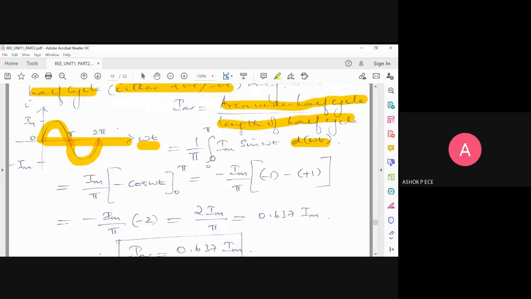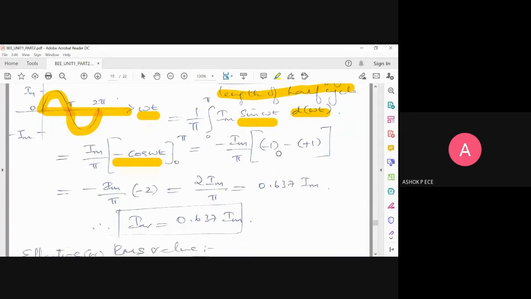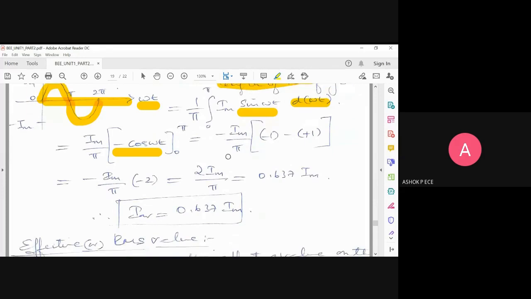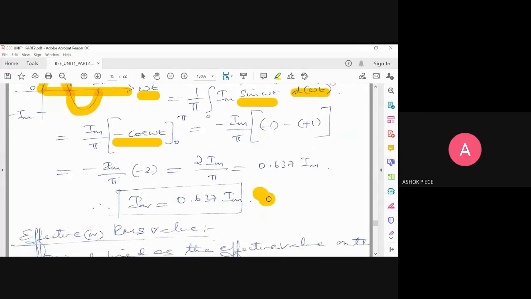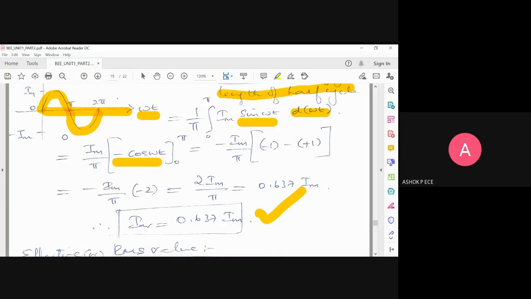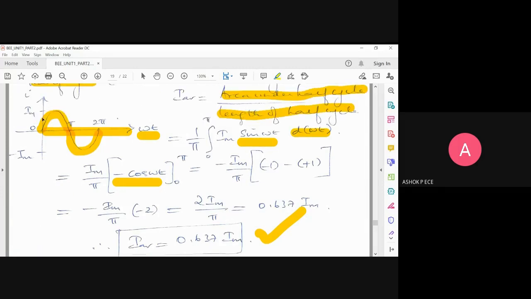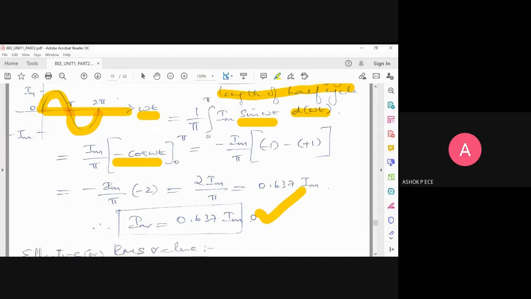Now you can integrate. Take Im outside. Integration of sine is minus cos. Apply the limit 0 to pi. So minus Im by pi, I have substituted. See here, I get the answer as 0.637 into Im. This is going to be the average value. So I can say it is 63.7% of the maximum value. Im is going to be the peak value, right? So the average value lies somewhere here. So the average value of the sine wave in the positive half cycle is 63.7% of your maximum value.